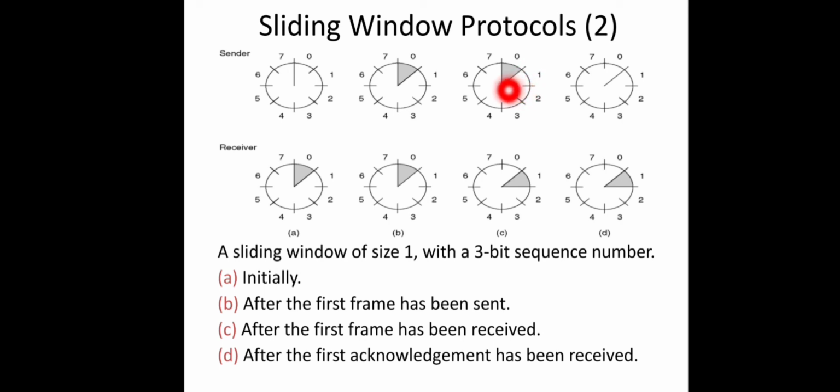Now at stage 4. Stage 4 is after the first acknowledgement has been received by the sender. In that case, you can see that I have received the acknowledgement for frame 0. That is, frame 0 is there safely in the receiver. So I can send the second frame now. Whenever my data link layer gives me the second frame, I can send it. So both the edges are now pointing to frame 1 here.